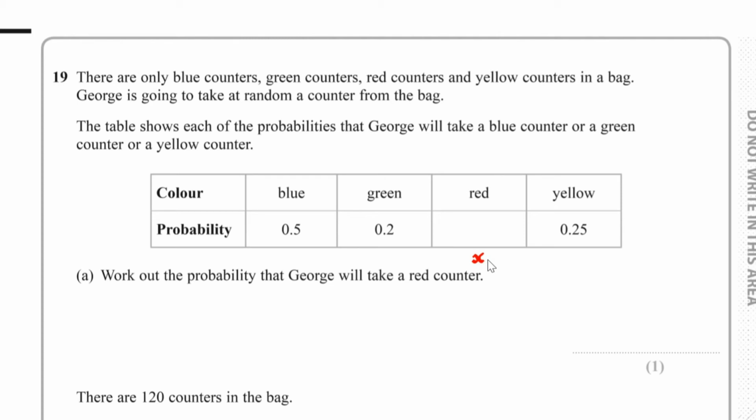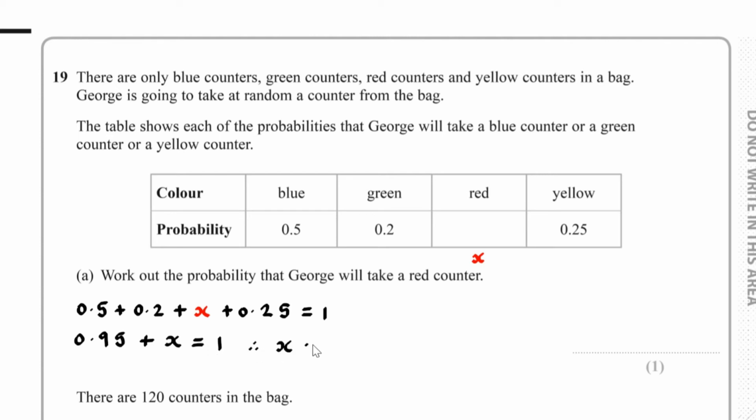What we know about probability is probability adds up to 1. So I've got 0.5 plus 0.2 plus X, the probability of red, plus 0.25. This is all equal to 1. So I've got 0.95 plus X equals 1, which means X is 0.05. The probability of red is 0.05. Let's add this to the table here.